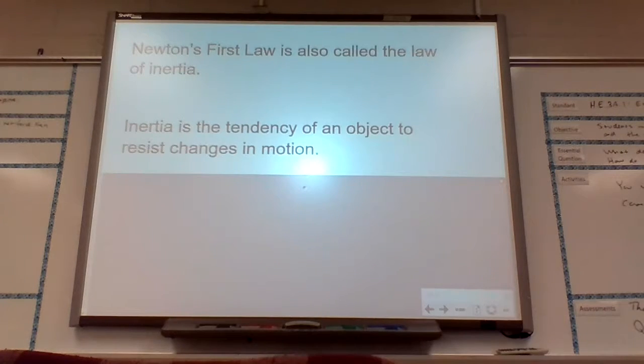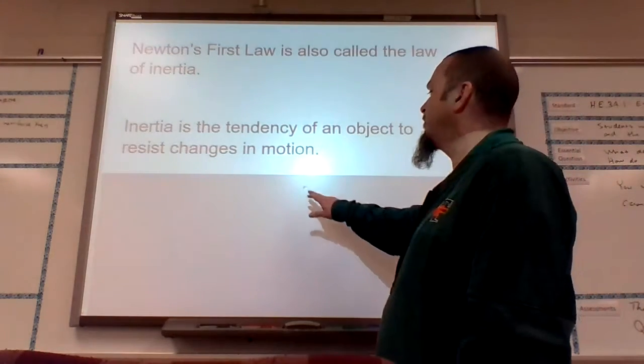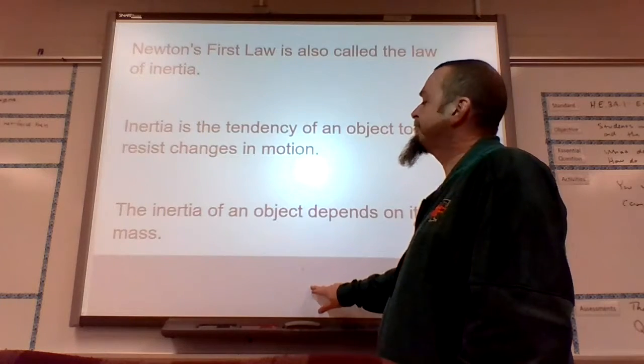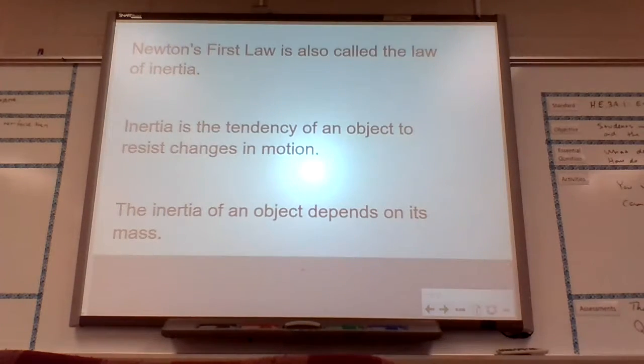Something that has a lot of inertia is very difficult to change the motion of. It's hard to speed it up, slow it down, change its direction, that kind of thing. Something that has very little inertia, it's very easy to change its motion. It doesn't resist that change very much. The inertia of an object depends on its mass. That's the one factor that determines how much inertia an object is going to have.